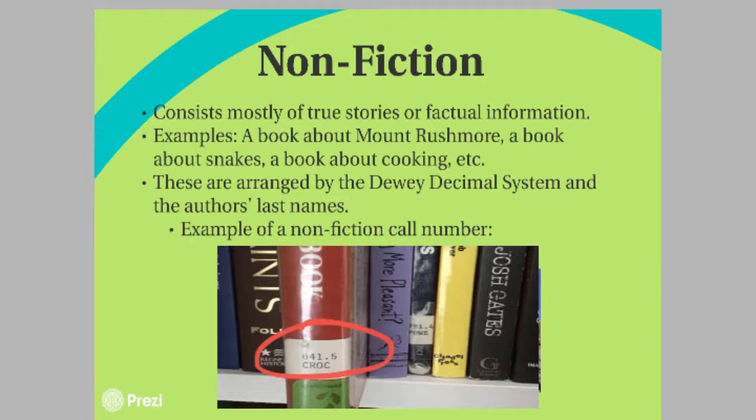If you'll notice in the picture, that small label on the spine of the book gives an example of the way that the books are labeled so that we can find them. You'll see some numbers first and then beneath that, the first four letters of the author's last name.